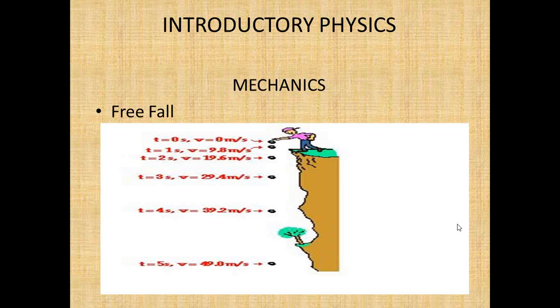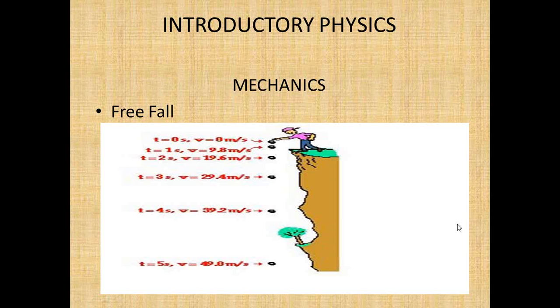We look at the slope of the velocity time graph. If the slope is sloping upwards, then we call that a positive acceleration. If it's sloping downward, then it's negative acceleration. So those things are very important.